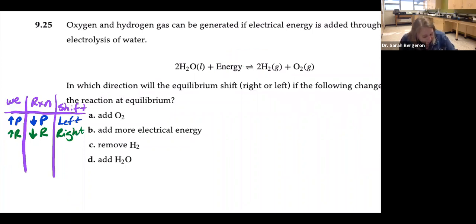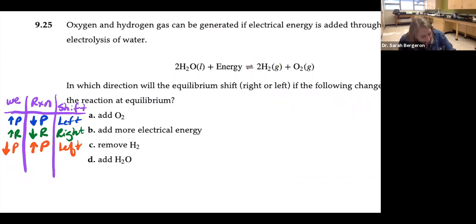Remove H2. Where's my H2? Here's my H2. I'm going to remove it, so I'm going to decrease it. So if I decrease my H2, which is a product, I want to do the opposite. I want to increase product. How do I increase product? I shift this way. So I go left. Okay. Let's see. What do we have left?